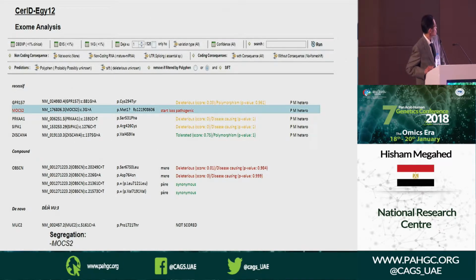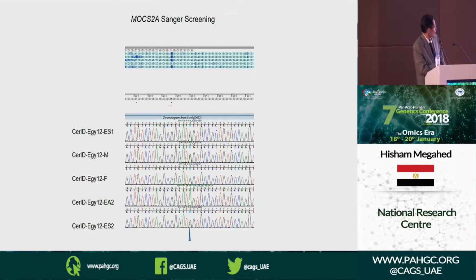The whole exome sequencing identified MOCS2 as the most suspected disease-causing gene, and the segregation actually confirmed this gene to be the cause behind her problem. As we see, both mother and father are heterozygous.